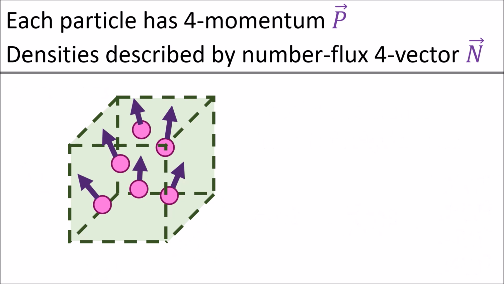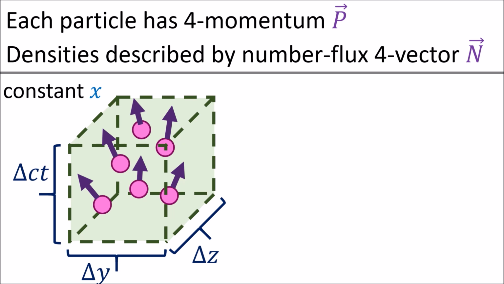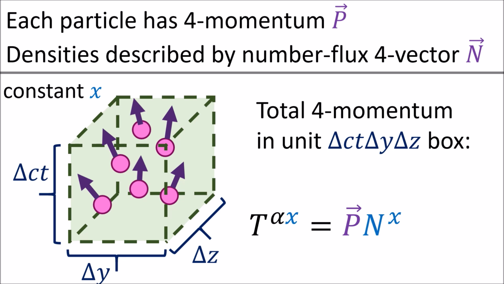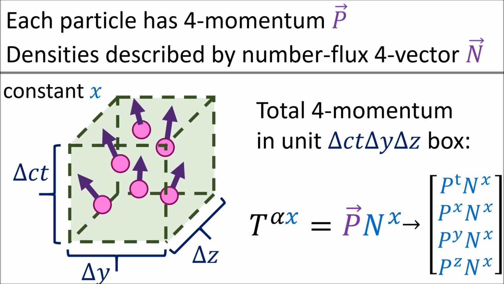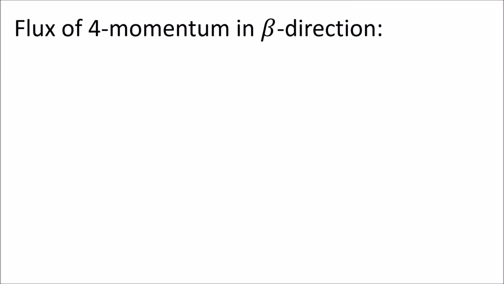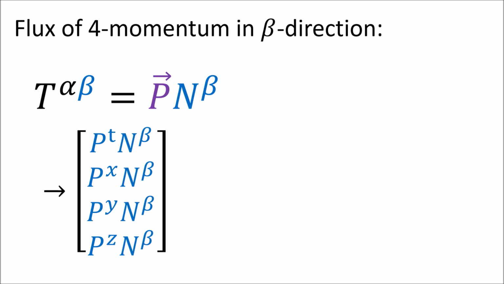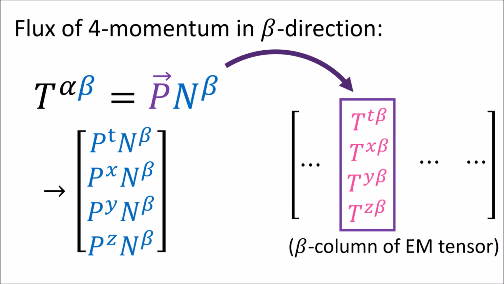If we want to know what the form momentum flux in the x direction is, this is the form momentum contained in some unit time yz cube at a constant x. And we get this by multiplying the form momentum p by the x flux, which is the x component of n. So basically, if we want to know the flux of form momentum in the beta direction, we just multiply the 4-momentum vector by the beta component of the number-flux 4 vector, which gives us the beta column of the energy-momentum tensor.